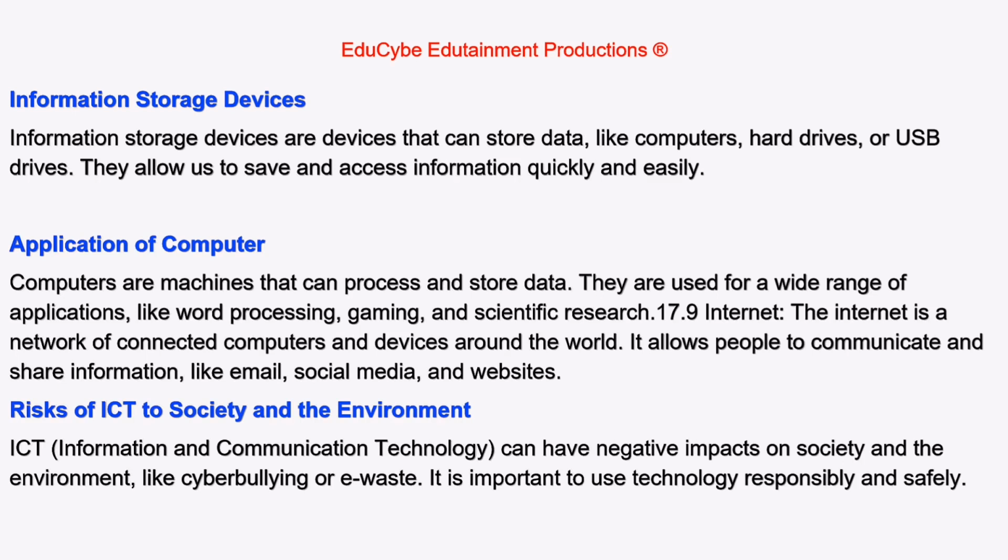Application of computer. Computers are machines that can process and store data. They are used for a wide range of applications, like word processing, gaming, and scientific research. Internet. The Internet is a network of connected computers and devices around the world. It allows people to communicate and share information, like email, social media, and websites.